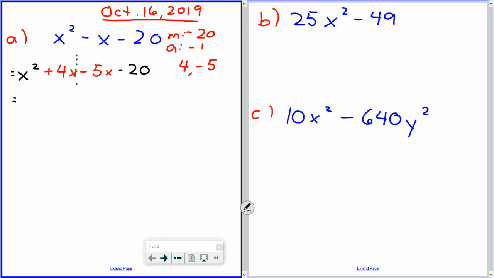So x squared and 4x both divide by? 4. No, x.